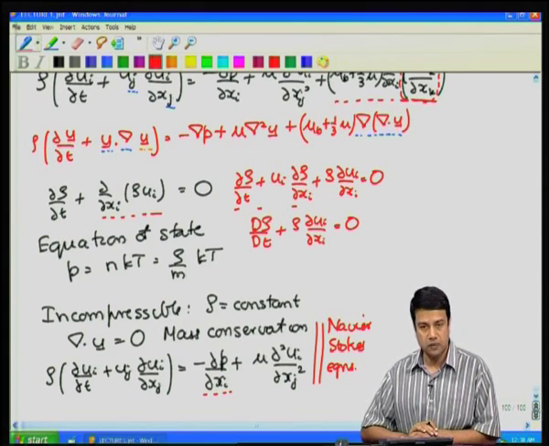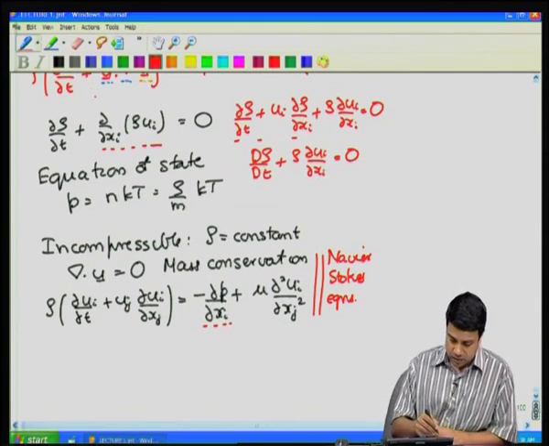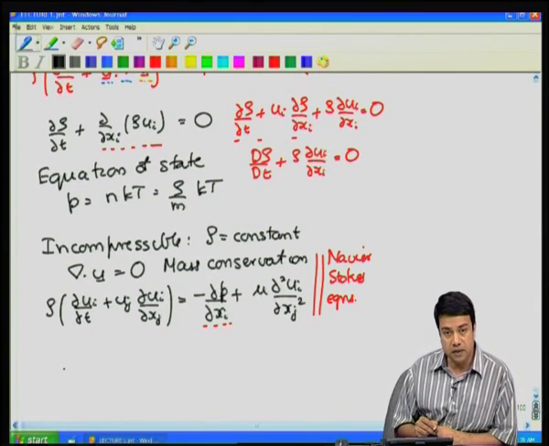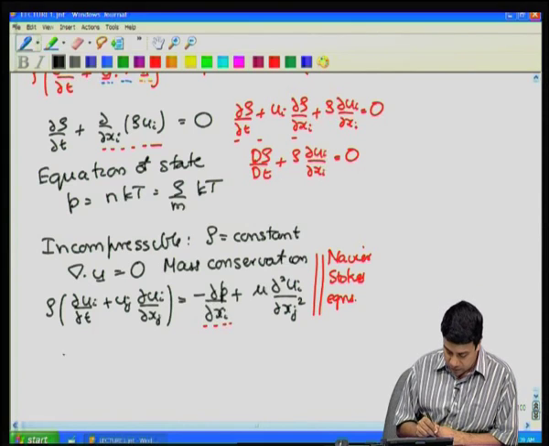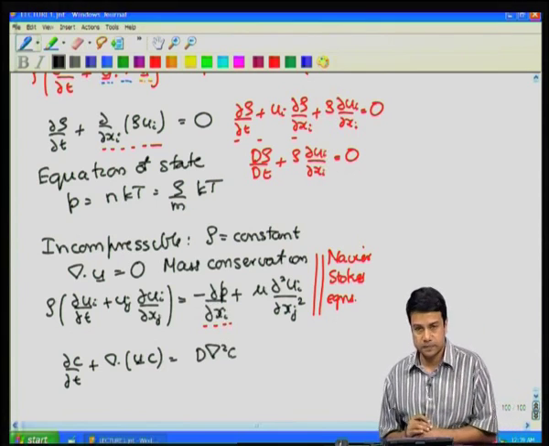Note that this has a form that is very similar to the concentration and the temperature equations which we had derived in part 1. If you recall, my conservation equation for the concentration field was partial C by partial t plus del dot u c is equal to D del square C.